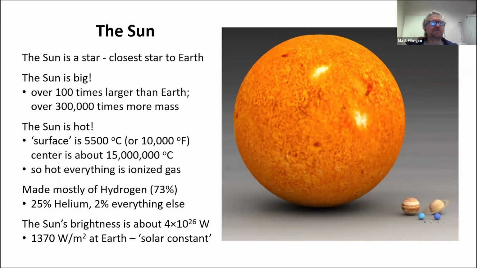And the sun is pretty bright. If you want to put it in terms of light bulbs, it's about 400 trillion 100-watt light bulbs, which is a meaningless number. It's just huge. But at Earth, we get about 1,370 watts per square meter. We call it the solar constant. That's basically how much energy we get from the sun almost all the time. It varies very little over the course of a year or a solar cycle.